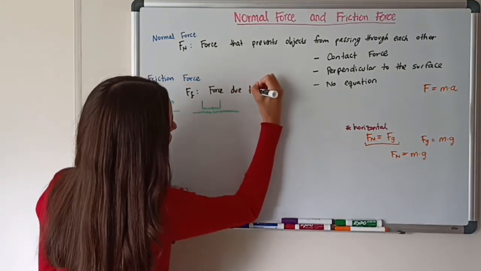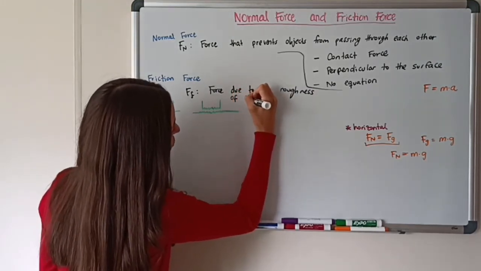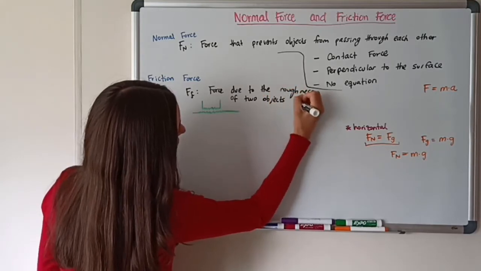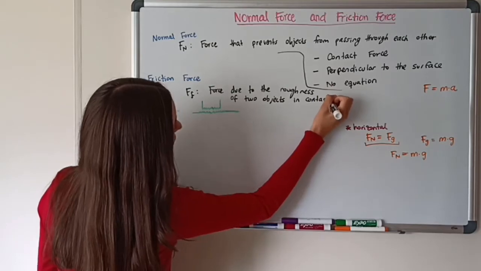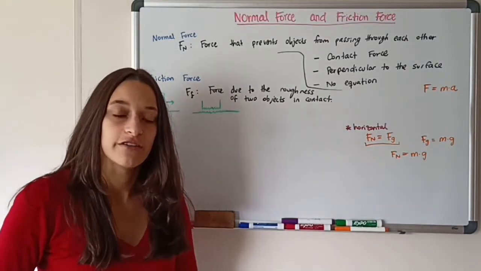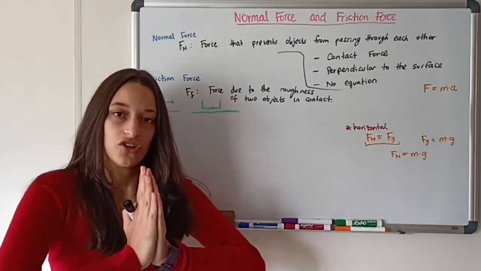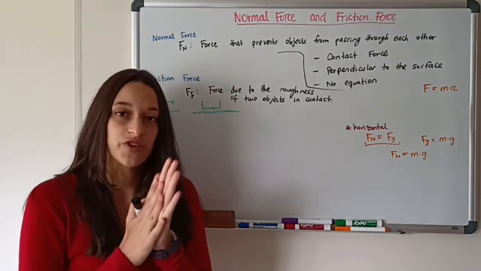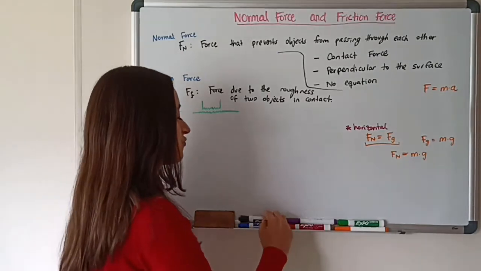Friction is the force due to the roughness of two objects in contact. So friction is actually another contact force. If two objects are not touching, there's no friction between them. And the harder pressed against each other they are, the harder it is to move them because the more friction there is. So there are actually two types of friction.